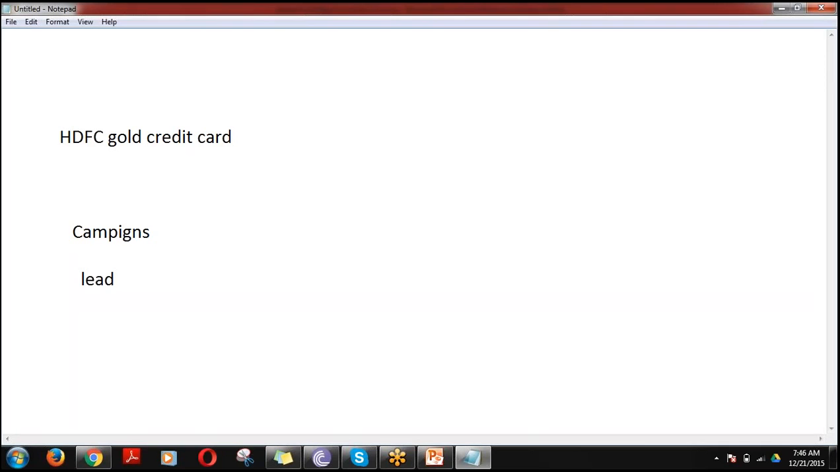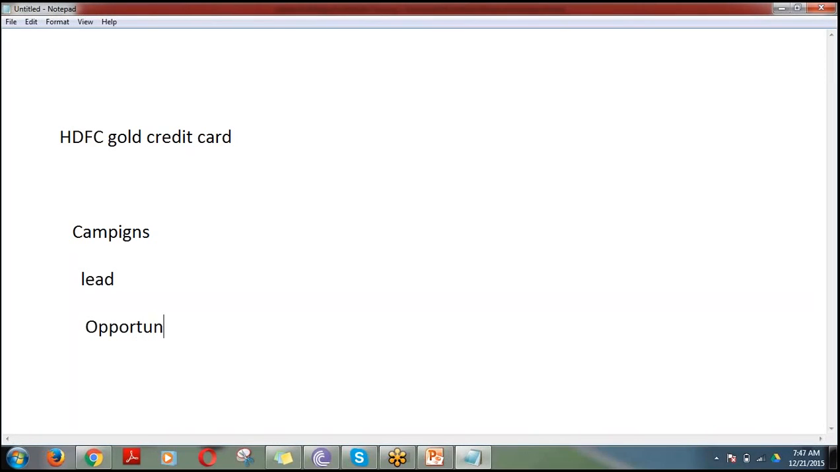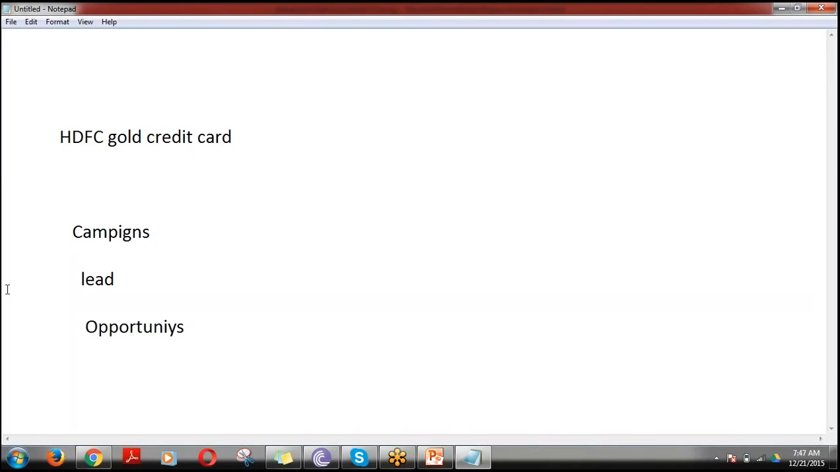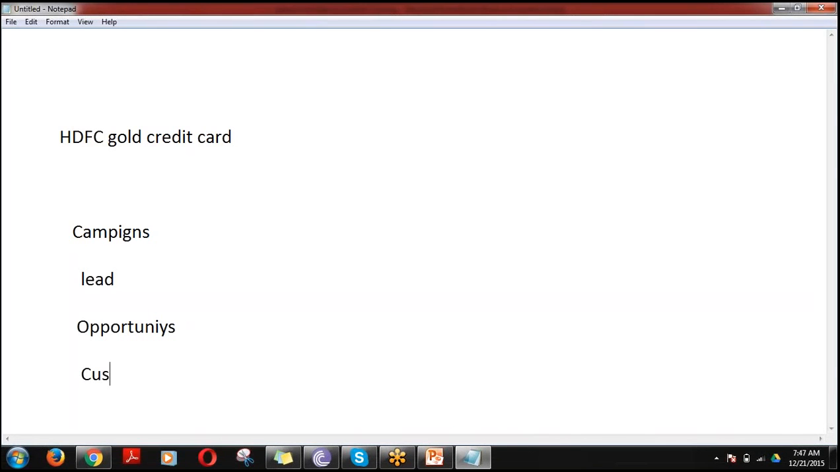Am I right? So once we capture the lead, to attract the lead we will provide some offers. Remember, the offers we will call opportunities. Once the lead likes these opportunities, then what will we do? We will purchase the product. Remember this point, guys: once we purchase the product, only then is he a customer of your organization.